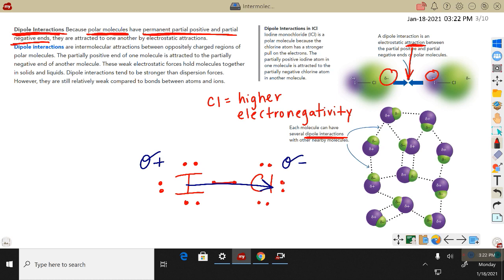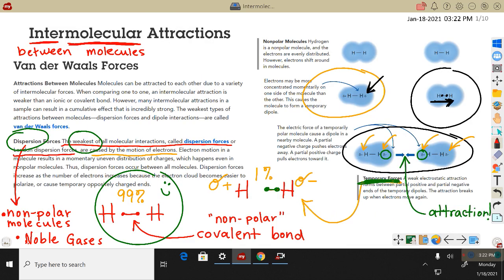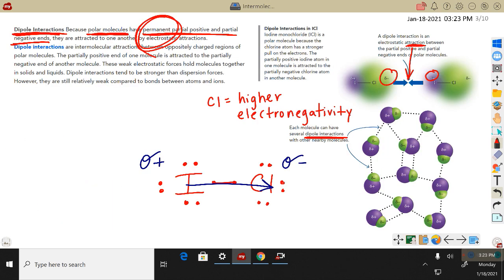And it's stronger than a London force because this whole partial positive, partial negative thing is permanent. It's for life. It's not like those nonpolar molecules where 99% of the time the electrons are equally distributed between the two atoms, and maybe just by random chance, the electrons have moved in a way that puts them closer to one atom versus another. But this was temporary. So these little partial positives and partial negatives just don't last that long. This is permanent. These are molecules that will always be polar. And so you'll always have these partial positive and partial negative regions, and they'll always then have molecules organized so that opposites attract.